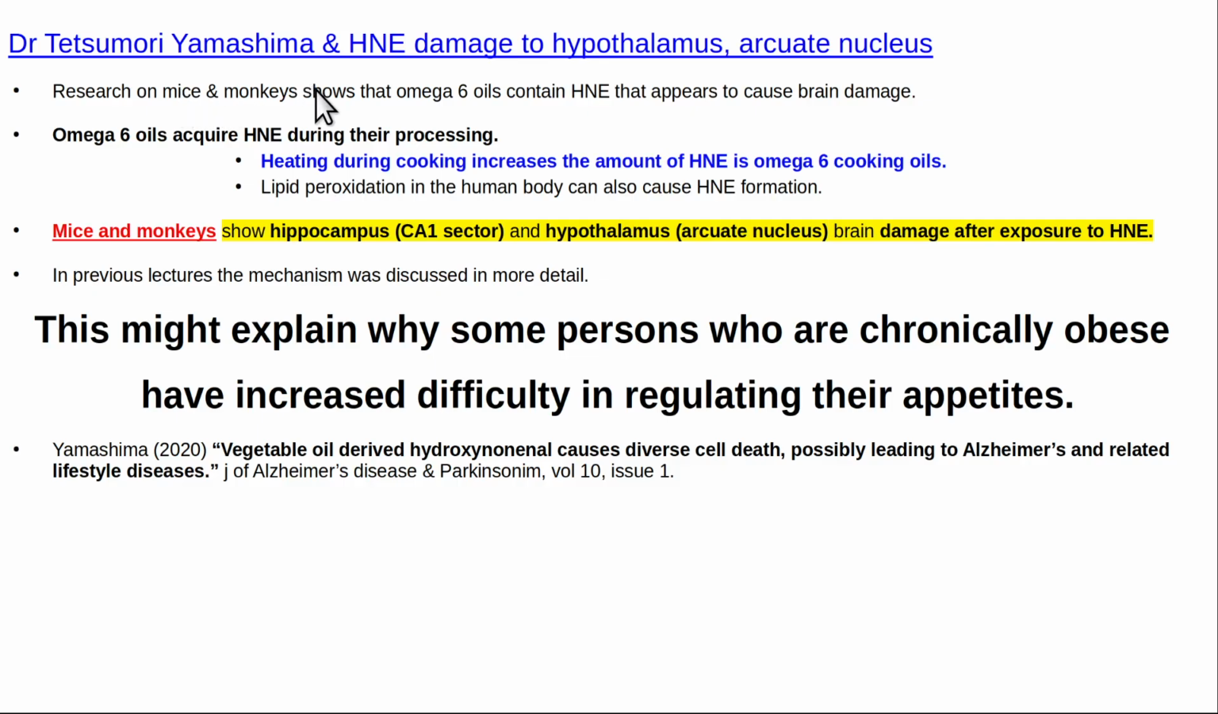Tetsumori Yamashima. And he did some research in Japanese people, and the ones that were most vulnerable were the ones who were most sensitive to drinking alcohol.